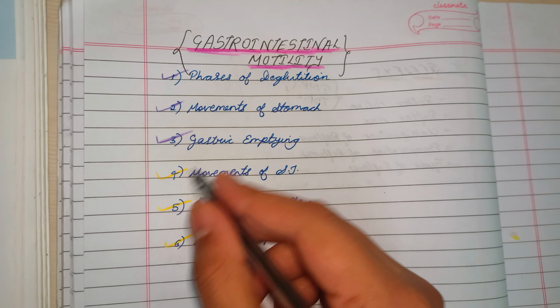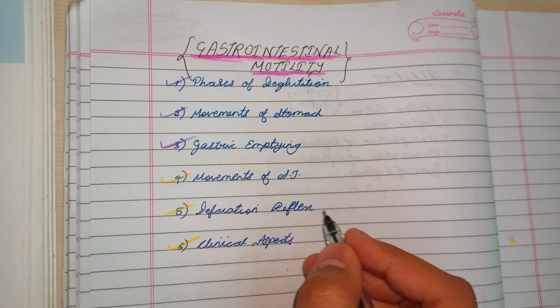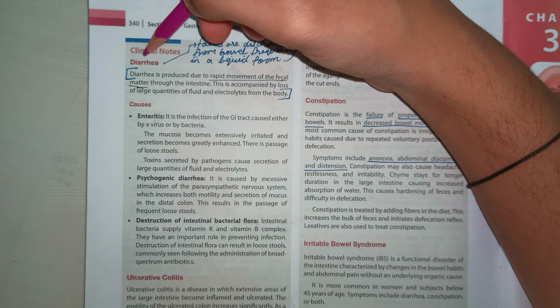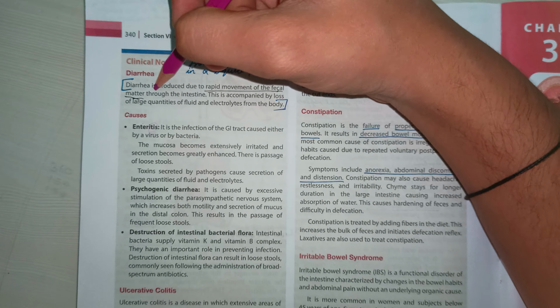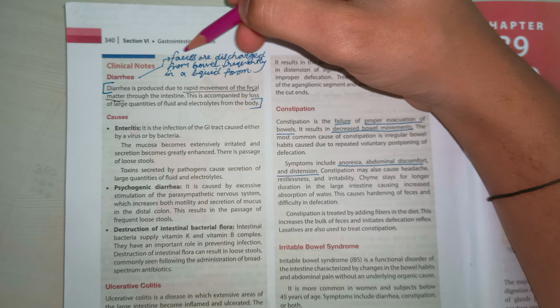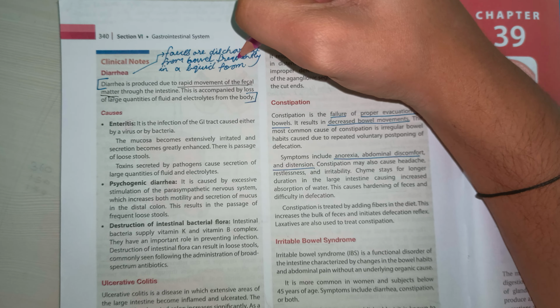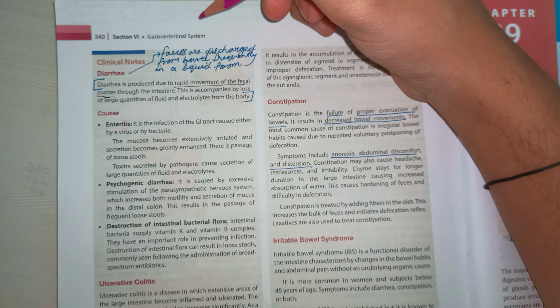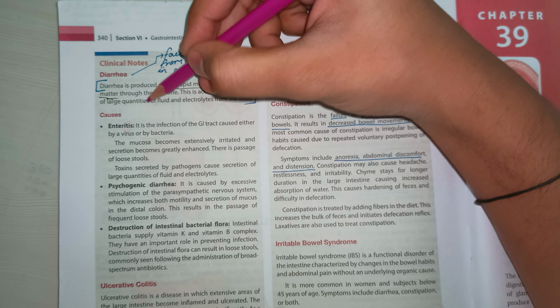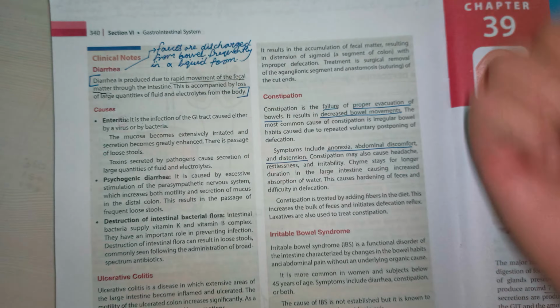Now we are done with the movements of small intestine, movements of defecation reflex and all. Now we'll be moving towards the clinical aspects. First clinical aspect, very important in your clinical medical field, diarrhea. Diarrhea is produced due to rapid movement of the fecal matter through the intestine. Okay, like feces are discharged from bowel frequently, like frequency of your bowel discharge is increased, and the bowel also is in liquid form. Okay, and large quantities of fluid electrolytes are also lost from the body.